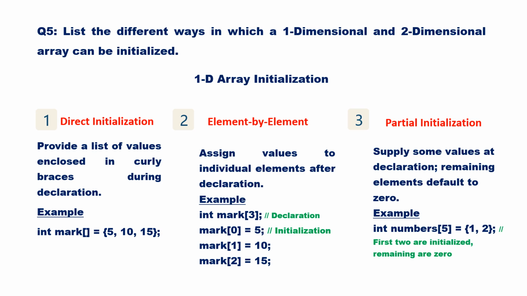Partial initialization. You can initialize only some elements of the array at the time of declaration. The elements that are not explicitly initialized will be set to 0 by default. int numbers[5] = {1, 2}. Here the first two elements are initialized, and the remaining are set to 0.